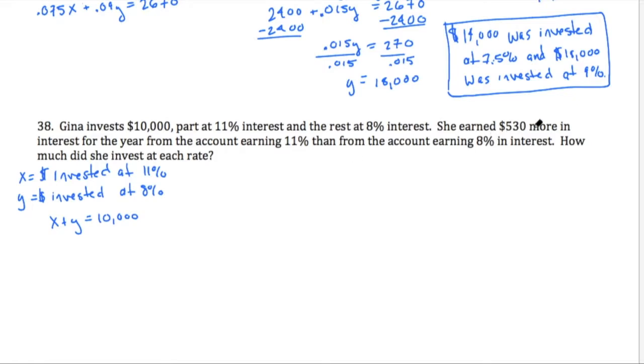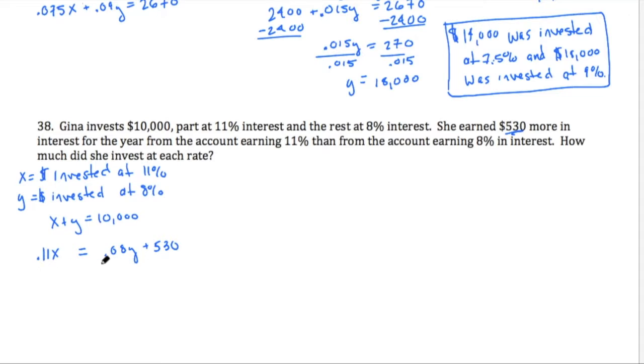Now, she earned $530 more in interest for the year from the account earning 11%. Okay, so the account earning 11%, that's our X. So that's 0.11X. The amount from the other account would be 0.08Y. When I think about where the 530 needs to go, I always think, which one did she earn more in? She earned more in the 11% account. So the $530, to balance things out, would have to go on the side of the 0.08Y. The 530 added to the lesser value will give us the greater value. So if you're in doubt, you can think about it that way, but that should be our second equation.